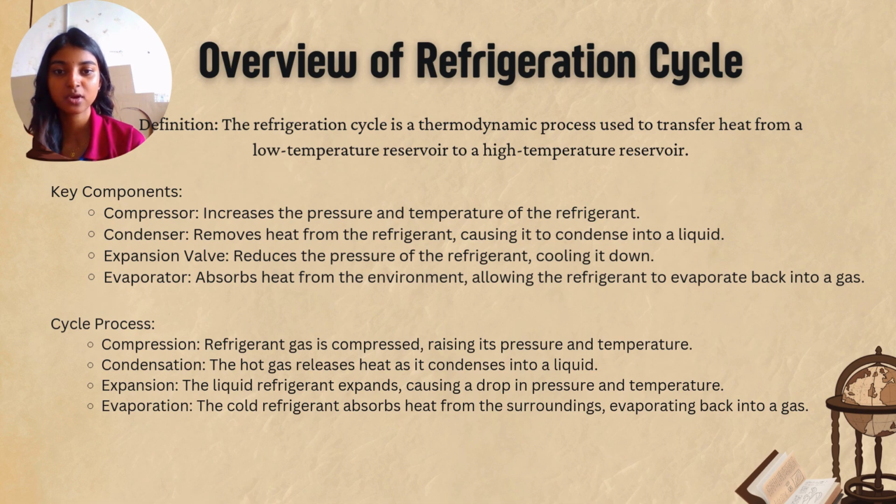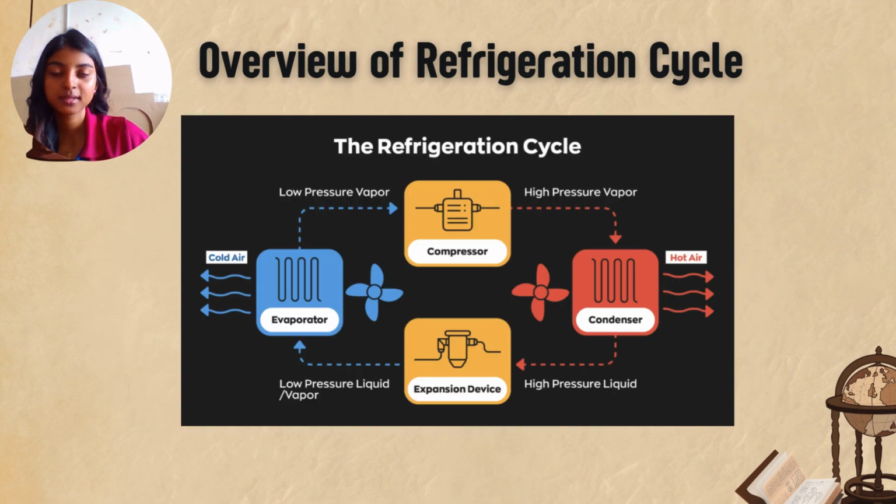Let's see the cycle process. Compression: refrigerant gas is compressed, raising its pressure and temperature. Next, condensation: the hot gas releases heat as it condenses into a liquid. In expansion, the liquid refrigerant expands, causing a drop in pressure and temperature. And in evaporation, the cold refrigerant absorbs heat from the surroundings and evaporates back into gas. This is the overview diagram of the refrigeration cycle, from compressor to condenser, expansion device, and the evaporator.